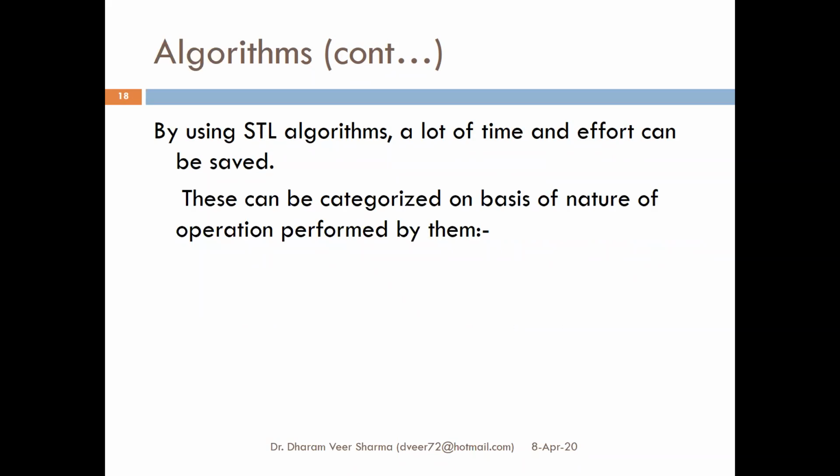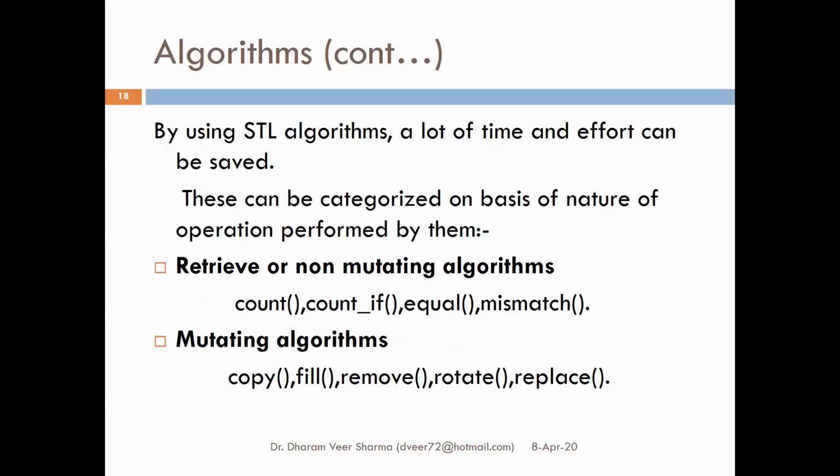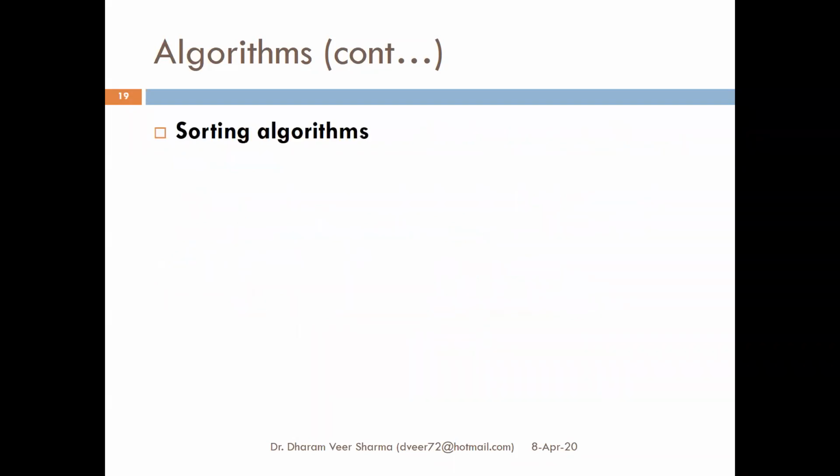When we have these STL algorithms, a lot of time and effort is saved. These can be categorized on the basis of the nature of the operation performed by them. Some are retrieval or non-mutating algorithms, meaning they are not modifying the containers. For example, counting, conditional count, equating, or finding mismatches, because these four are not modifying the contents of a container, so these are non-mutating algorithms. Mutating algorithms will modify the containers. For example, copy, where the data stored will be modified. Fill, remove, rotate, or replace. All these will modify the data stored in containers, so these are called mutating algorithms.